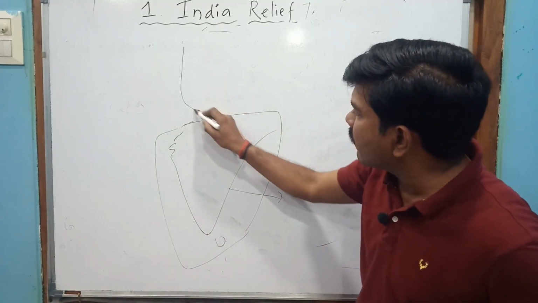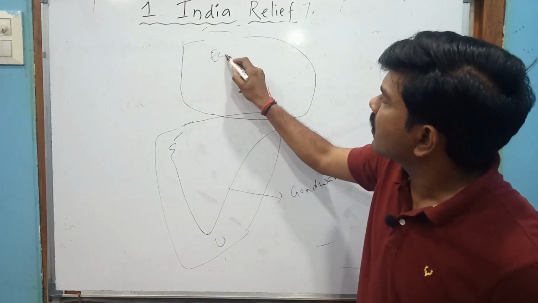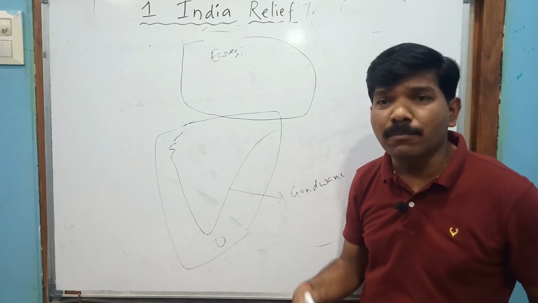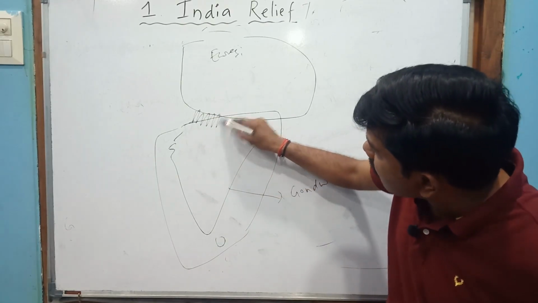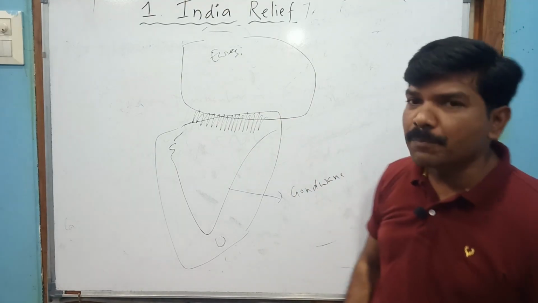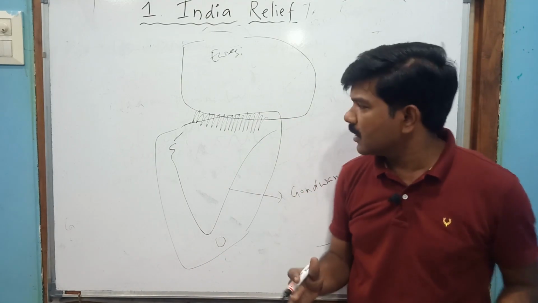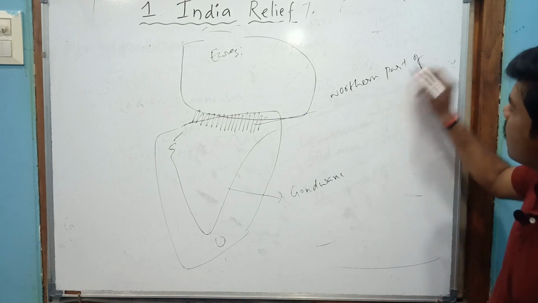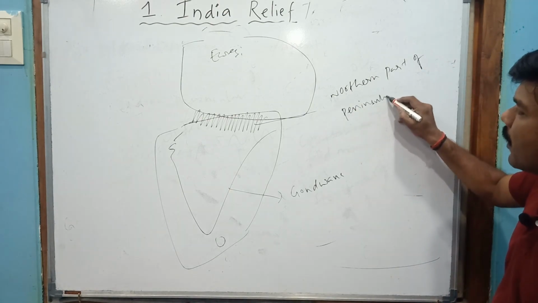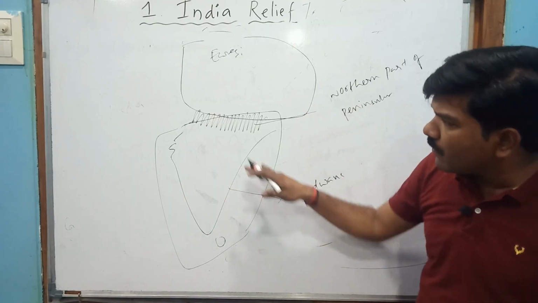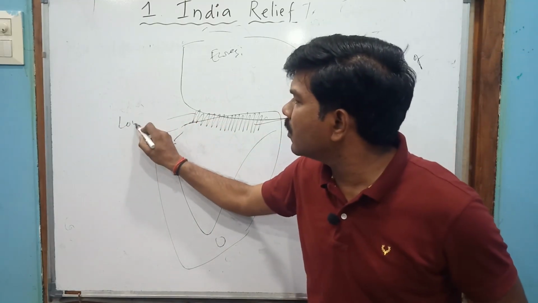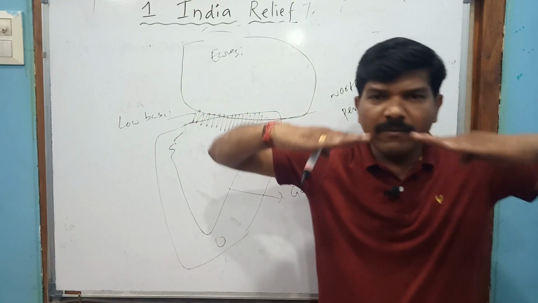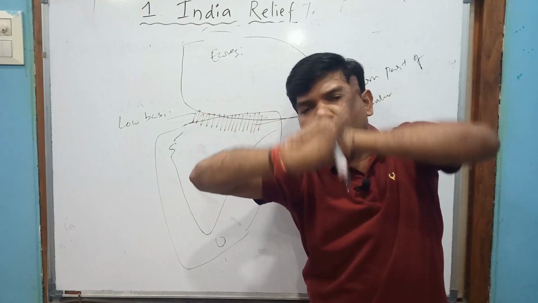So this is the Eurasia plate. Whenever these both collide, whenever the major accident occurred, the northern part of the peninsula was broken into different pieces. Whenever it broke, a low basin was formed. Low basin means whenever these both collide, this landmass went down.